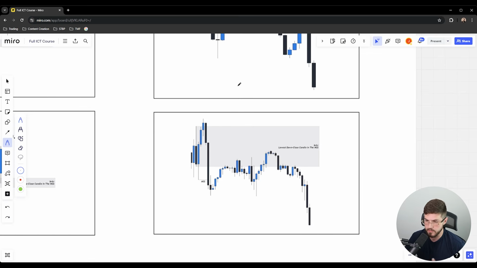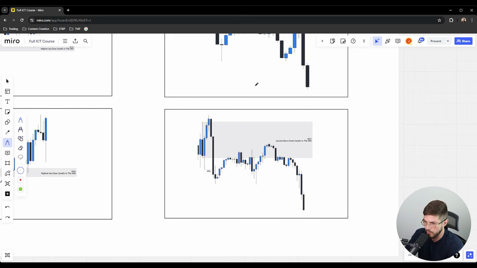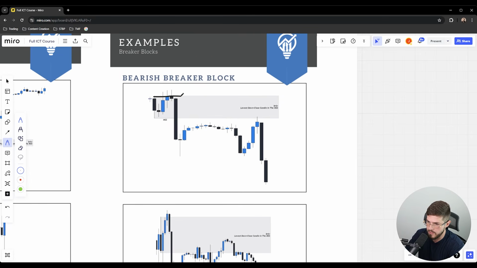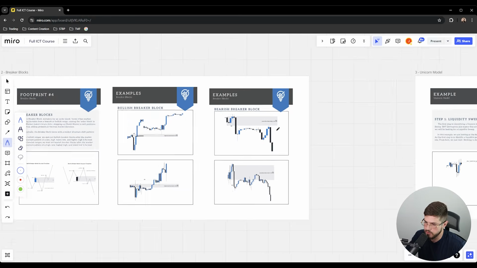So another way to determine whether or not there was a run on stops is going back all the way to the first thing we talked about, which is manipulation and displacement. Look, manipulation and displacement can be used in everything you do. I said that at the beginning of this course. I will continue to say it, and I want you to always remember that. Just like right here, we have manipulation and then what? Displacement. So manipulation plus displacement, you can look for breakers, you can look for fair value gaps, and you can look for any other things that you're looking for in price. But it has to be in context, okay? That's the most important thing I want to teach you guys.